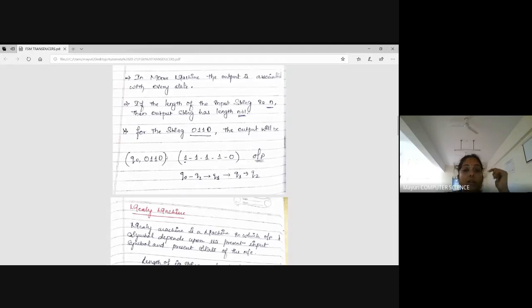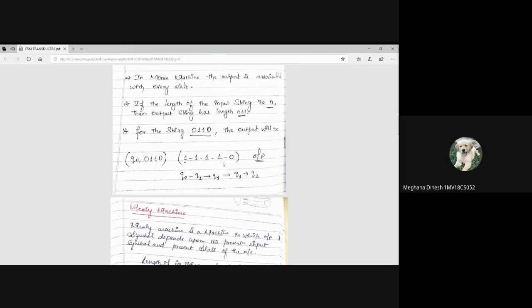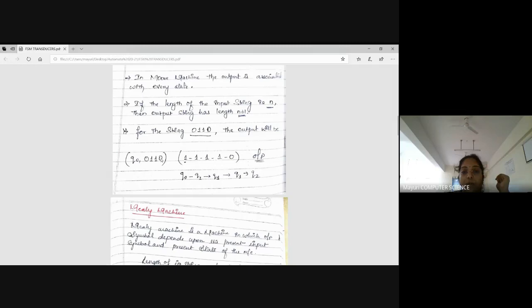Then I'm in Q1. My next input is 1. So Q1 on 1, you know that again 1. Q1, its output is 1. Then from Q1 on 0, I'm going to Q2. The Q2's output is 0. So I have taken the length 4 string, but I got a length 5 string because before I consume any input character, I will consider the output of the respective starting state.